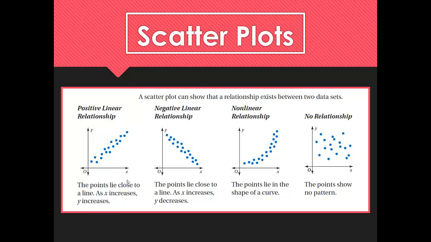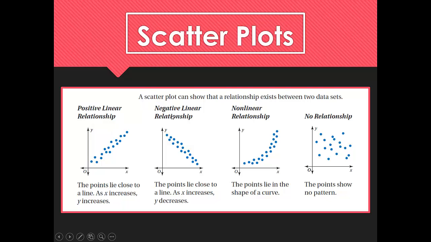Now we're going to look at different scatter plots. A scatter plot can show that a relationship exists between two data sets. For our first scatter plot, we're looking at positive linear relationship. The points lie close to a line, so they look like you could draw a line through them. As x increases, y increases. So as x is getting larger, y is also getting larger. That would be positive linear relationship.